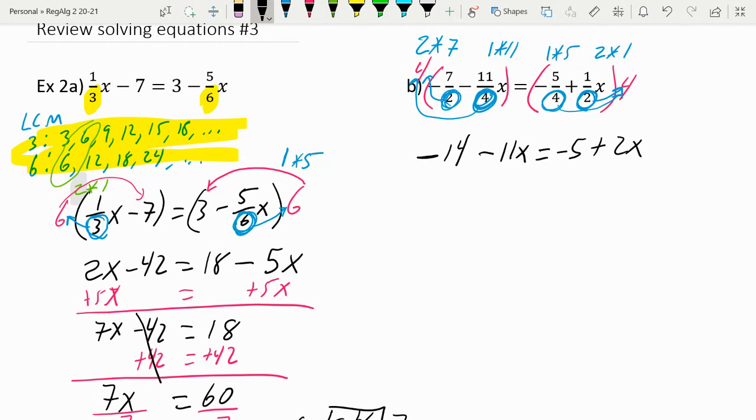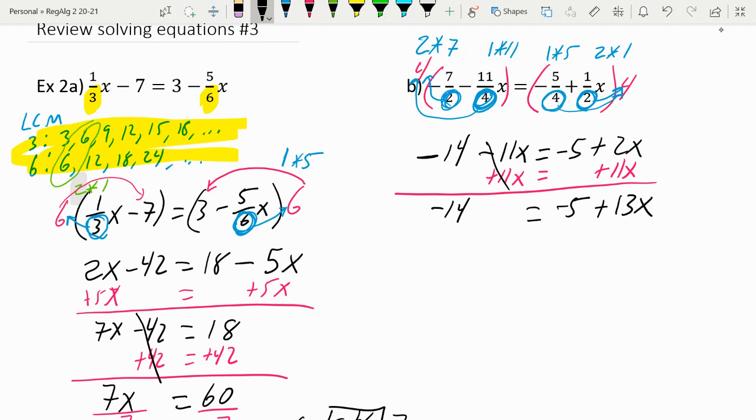Now again, the fractions go away. The numbers got bigger, but the fractions are gone. So I want to move the smaller variable just like I've always done. So I'm going to add 11x to both sides. So I have negative 14 is equal to negative 5 plus 13x.